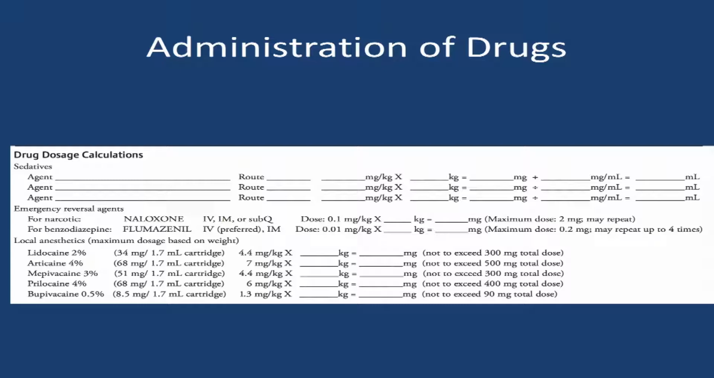Local anesthetic maximum dosages are based upon weight. Lidocaine, for example, has 34 milligrams per 1.7 mLs per cartridge, and 4.4 milligrams per kilogram times the kilogram weight of the patient yields the milligrams, divided by the milligrams in the carpule, which will tell us how many carpules are available for dosage. The other available local anesthetics may be used and the dosages are listed there.